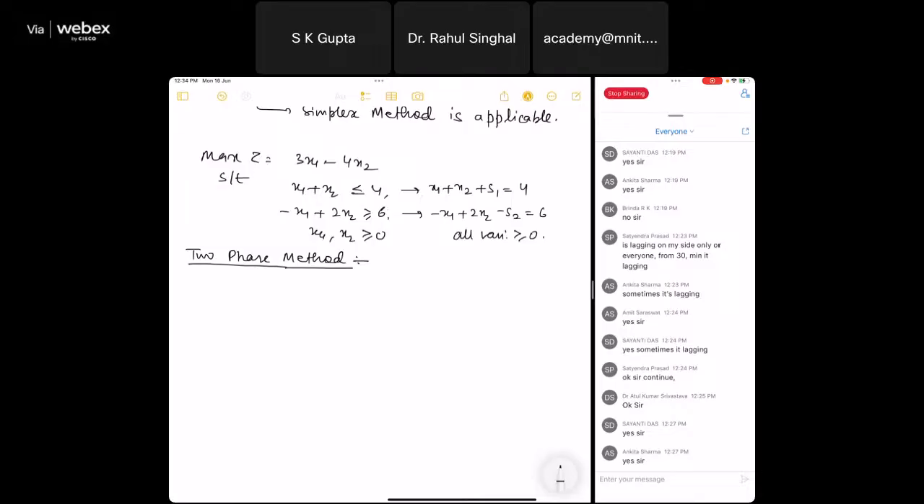So of course, s1, s2 we cannot start with as an initial BFS because it is not a BFS. So how can we start? We reformulate this problem as follows. We take one problem: maximize z equal to 3x1 plus 4x2 subject to x1 plus x2 plus s1 equal to 4. In this constraint there is no problem because we have identity corresponding to s1 here. Then minus x1 plus 2x2 minus s2, and we add an additional variable here called an artificial variable.